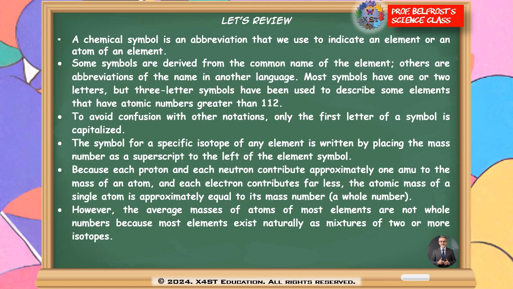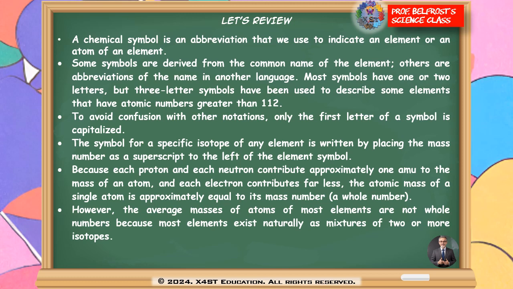Okay, so here's a quick recap on our last lesson. So first, a chemical symbol is an abbreviation that we use to indicate an element or an atom of an element. Some symbols are derived from the common name of the element, others are abbreviations of the name in another language. Most symbols have one or two letters, but three-letter symbols have been used to describe some elements that have atomic numbers greater than 112. To avoid confusion with other notations, only the first letter of a symbol is capitalized.